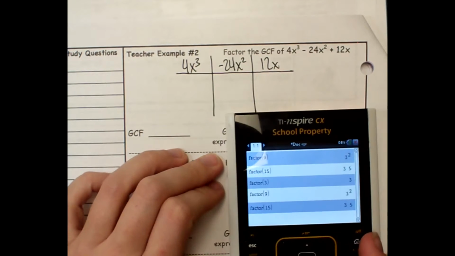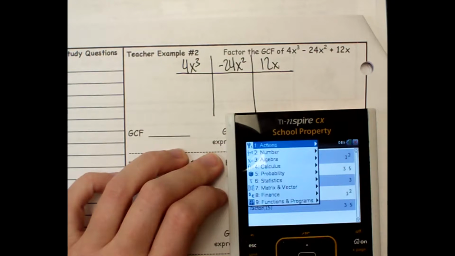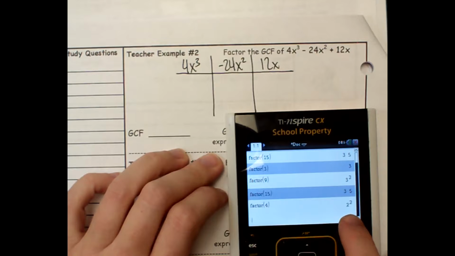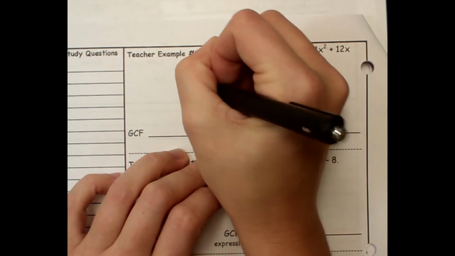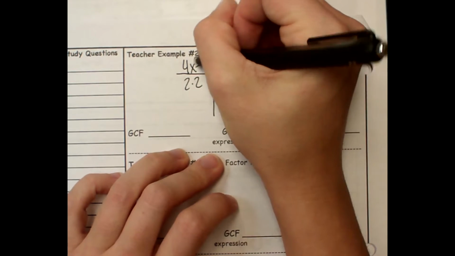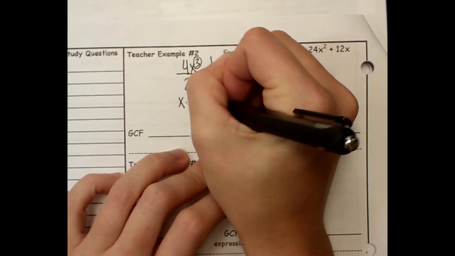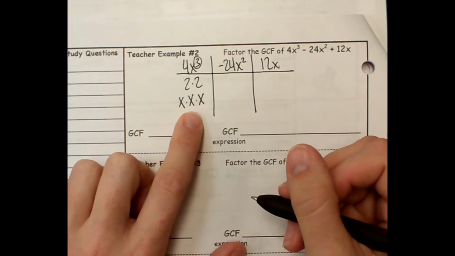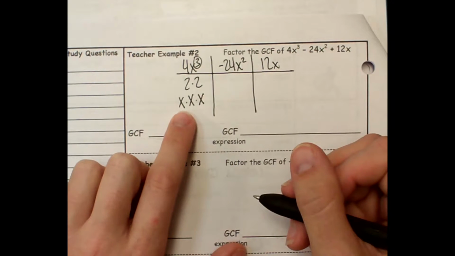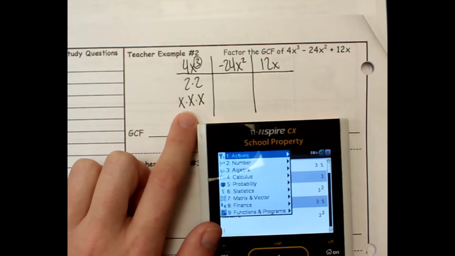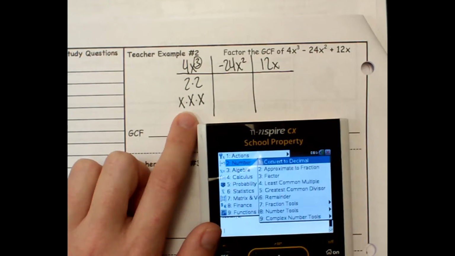So let's factor each of the leading coefficients. So menu 2, 3, we stick in the 4, we get 2 squared. So that means that we have 2 times 2. It's x cubed, so we have 3 x's, 1, 2, 3. And I'm saying multiply in between there because x cubed means that you're doing x times x times x. Now let's do negative 24.